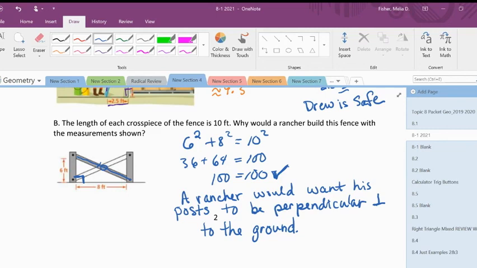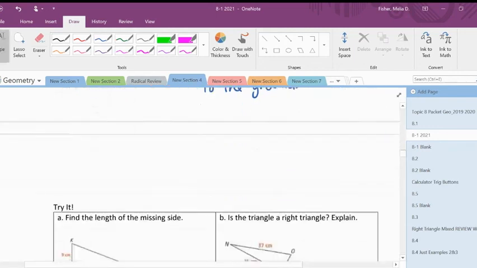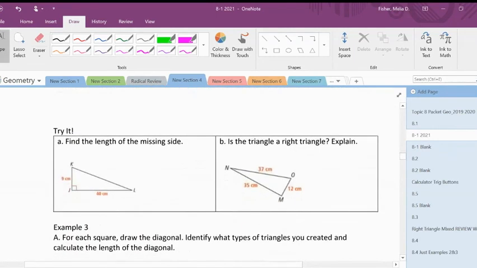Go ahead and pause your video and do the triads. The first one is asking you to find the length of a missing side, and the second one is asking you to, if it is a right triangle.